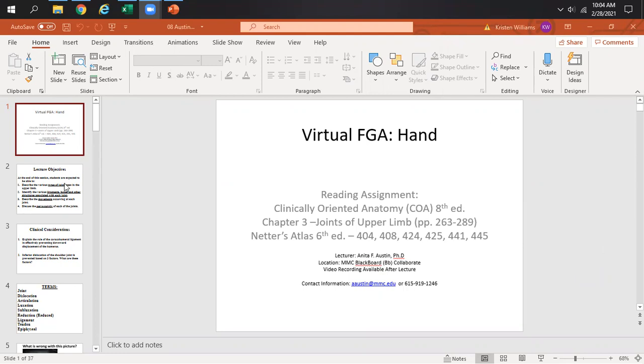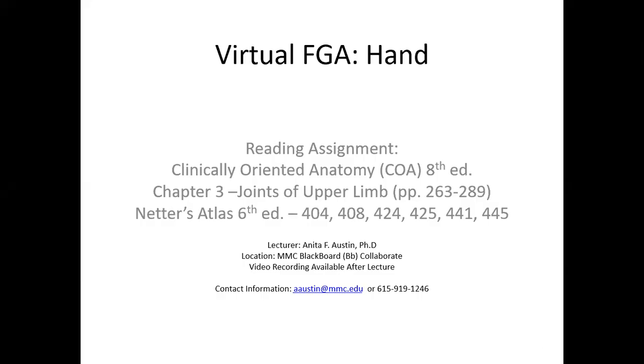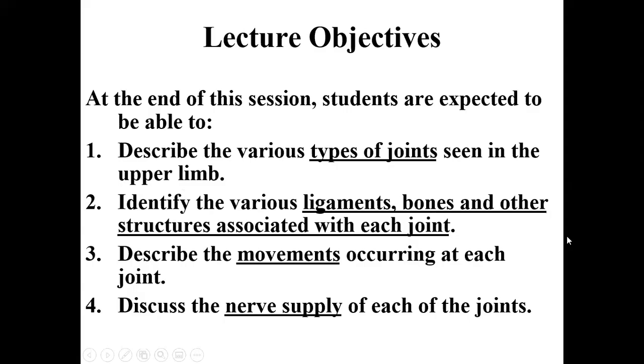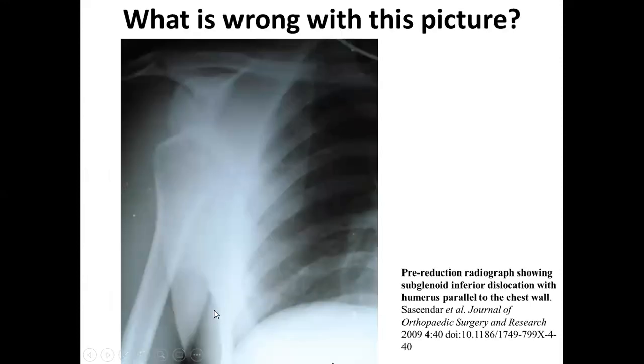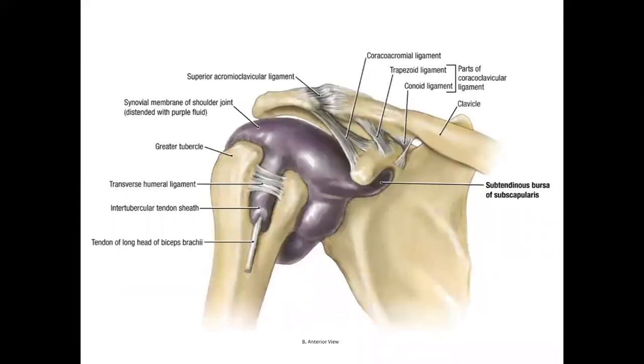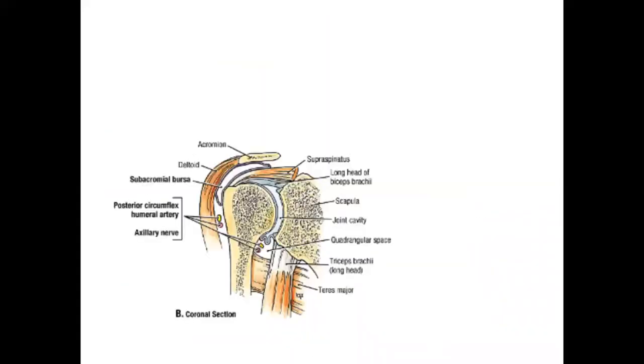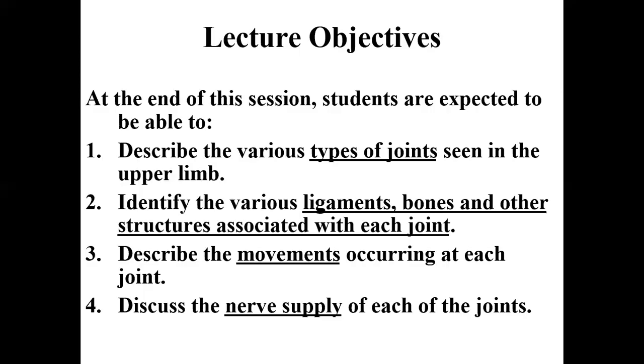This is the upper limb joints PowerPoint from Dr. Austin. I just downloaded it. Some terms: joints versus dislocation, articulation, luxation, subluxation, reduction or reduced, ligament, tendon, and epiphyseal. Does she actually give you the definitions? No, she does not. So some of these terms I can give you definitions for, just to start off.